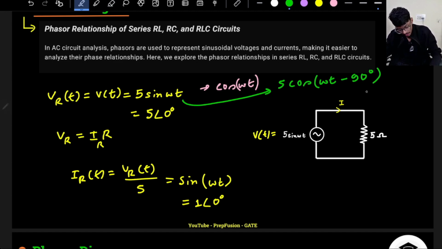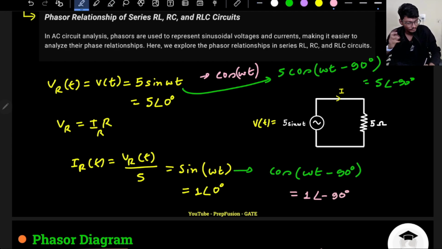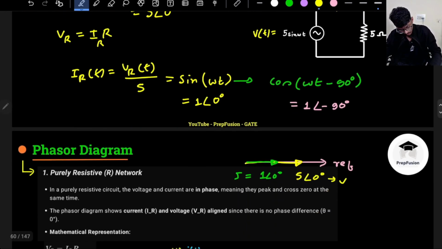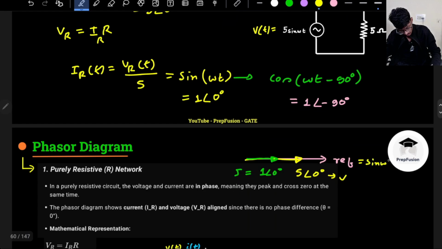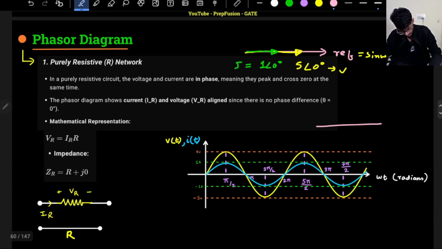Now I can convert this into a phasor. With respect to my reference cos omega t, it is lagging by 90 degrees, so this will be 5 angle of minus 90. Here also, with respect to the reference, again this is cos omega t minus 90, so this will be 1 angle of minus 90. Now if I draw the phasor diagram for this, my reference is here. This was for the sine omega t. I will draw another phasor diagram for cos omega t. So now my cos omega t is the reference.